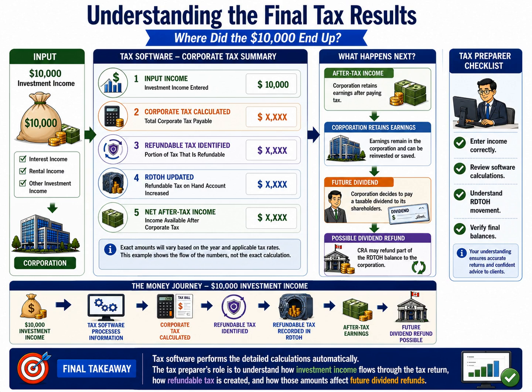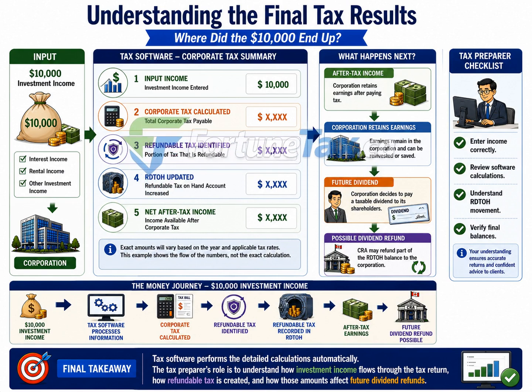As a tax preparer, your role extends beyond simply reading the numbers on the screen. You should be able to explain how those numbers were created, where they came from, and what they mean for the corporation going forward. That is why understanding the overall flow is so important. Professional tax software performs the calculations automatically, but it is your understanding of the process that allows you to review the results, identify unusual situations, answer client questions, and ensure that the corporate tax return has been prepared correctly.